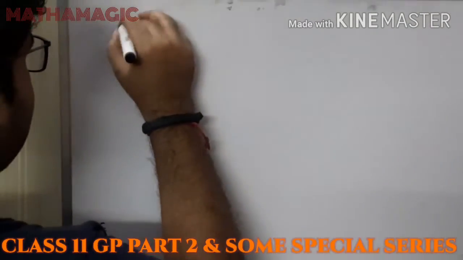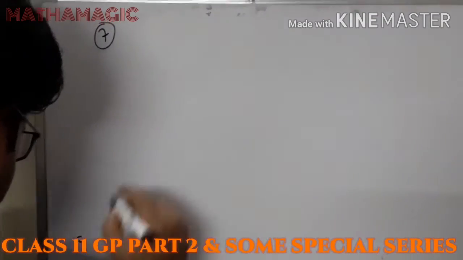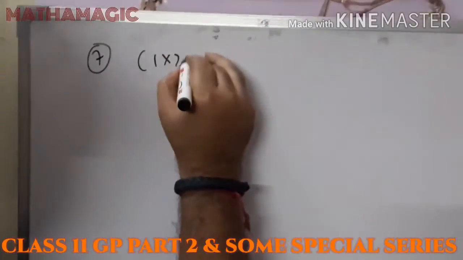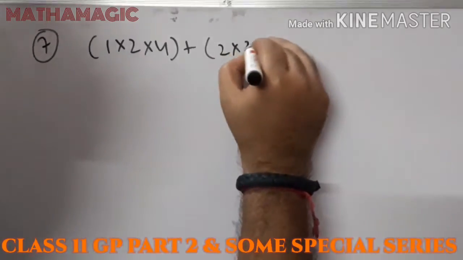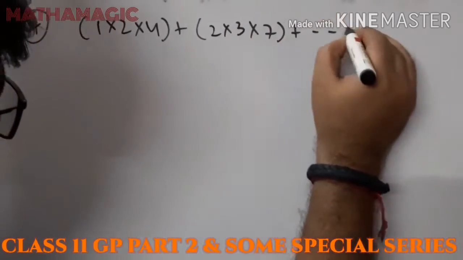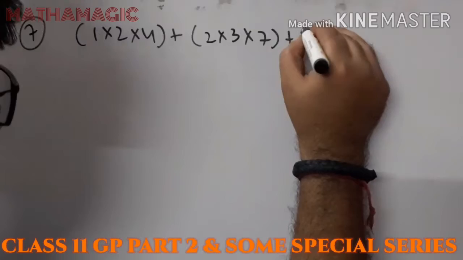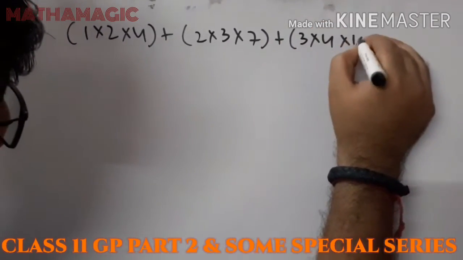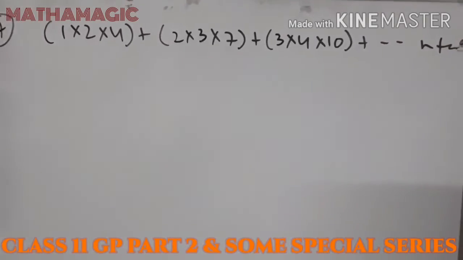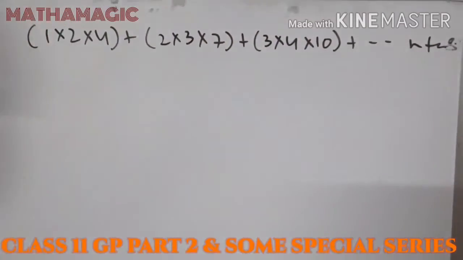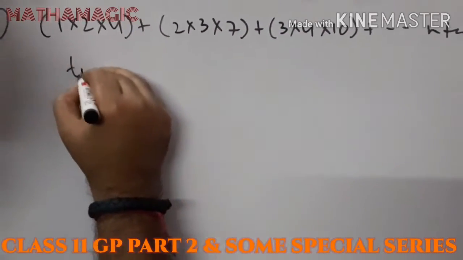So in the next series, it is stated that 1 into 2 into 4 plus 2 into 3 into 7 plus 3 into 4 into 10 plus up to n terms. Now the same procedure has to be followed like the previous sum. We have to find the Tn.